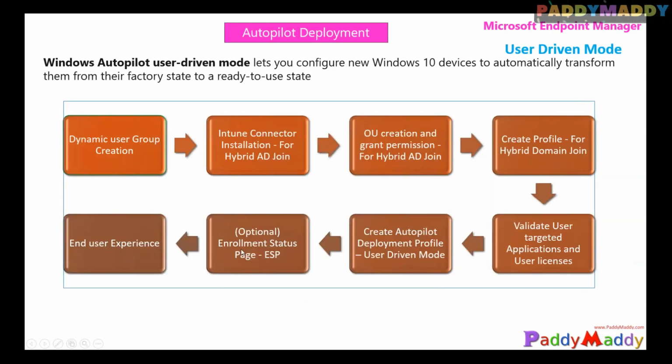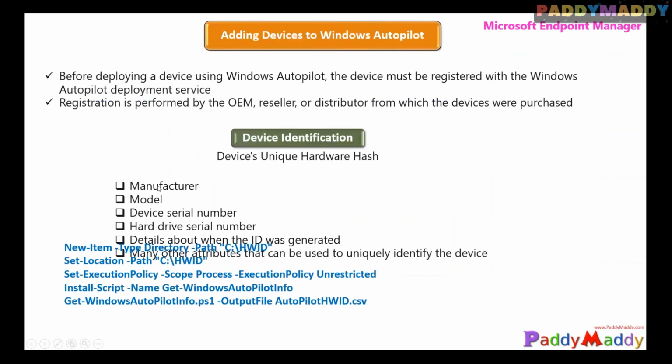Now there's an optional setting called the ESP, or Enrollment Status Page. We're going to work on that, and I'll be showing those options also. You might ask what the hardware hash contains. It basically contains your manufacturer, model, serial number, and hard drive serial number. It can be generated with the help of these 4-line PowerShell commands on any machine.